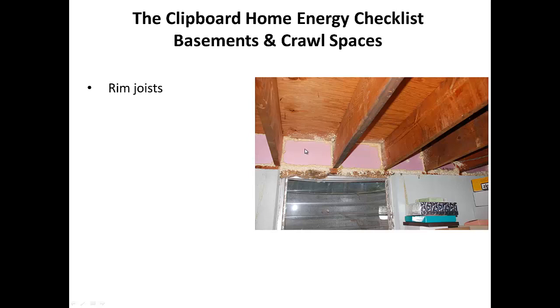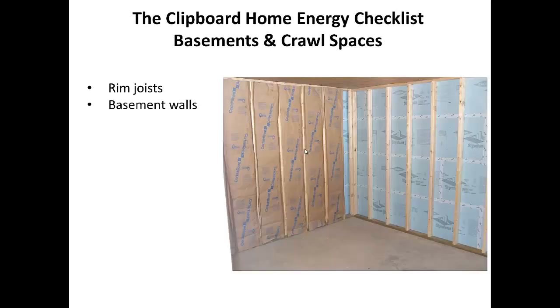So rim joists are an area where you can make a big difference in your air infiltration losses, most importantly, and also your conduction losses. Then your basement walls, it's fairly straightforward. You can build a 2x4 wall system, insulate it with fiberglass or cellulose, and then later on, if you can, finish off the basement area and have a warmer basement.